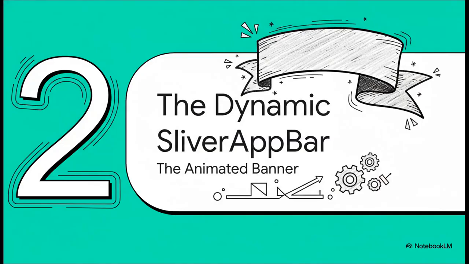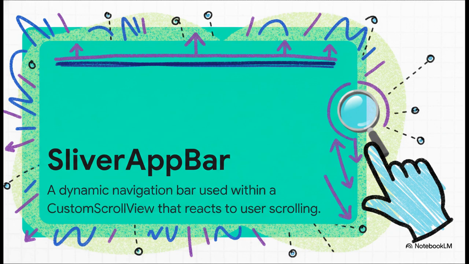Okay, let's switch gears and explore that second path. And this is where things get really cool. It's time to meet the sliver app bar, the dynamic, flexible, and way more advanced alternative. If the app bar is that fixed signpost, I want you to think of the sliver app bar as this awesome, retractable animated banner.